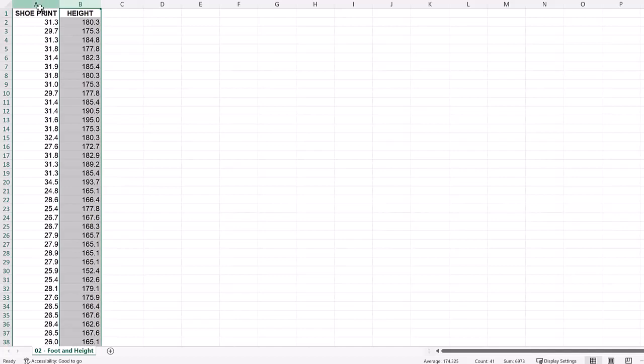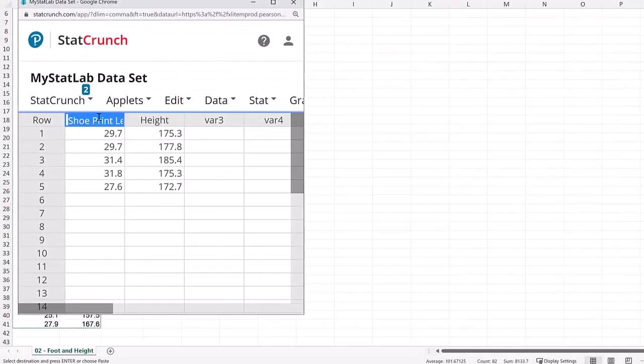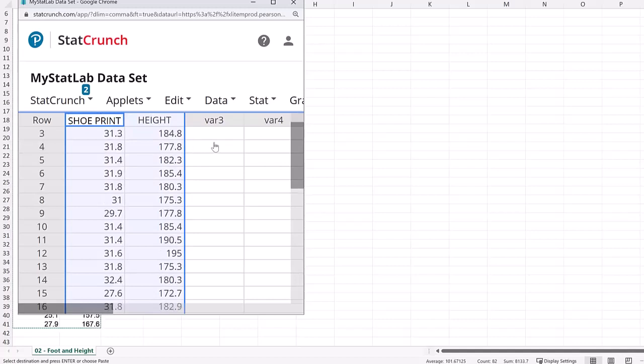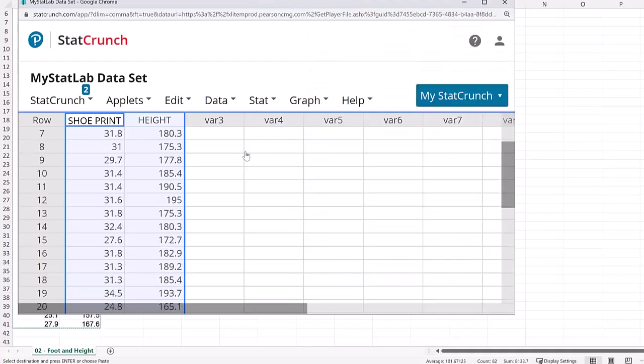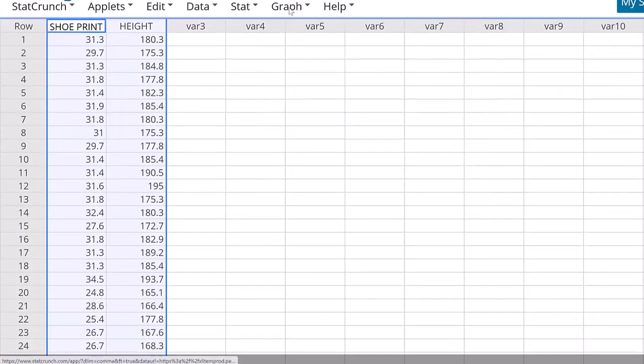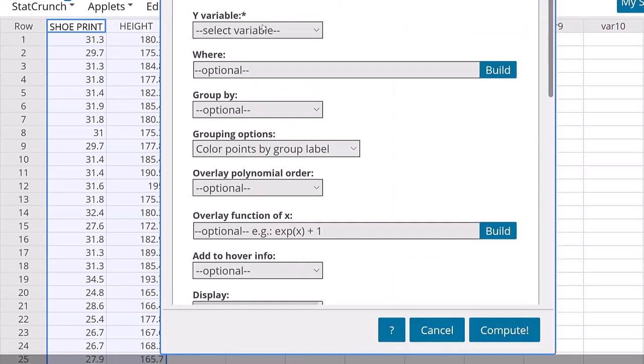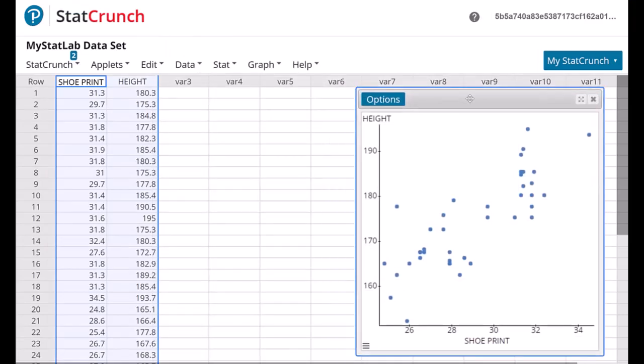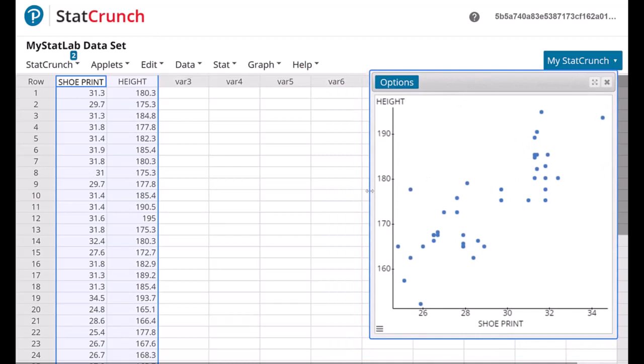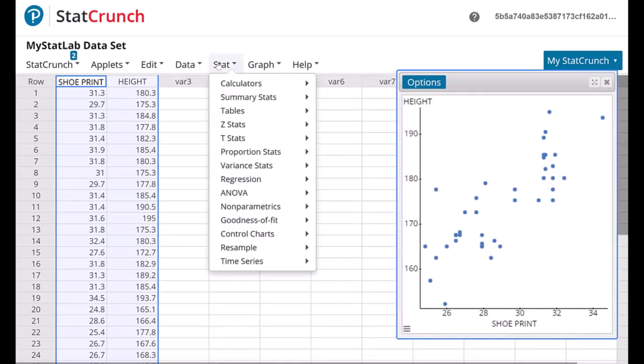So I am going to copy, and let's see if I can paste it in there. There we go. Exactly what I wanted. Now I have the 40 points that were in the original file. And we want to see, does anything change here? Let's do the graph. So I can do a scatter plot. We know shoe print, height. And let's compute. There's my scatter plot. It's still going up.